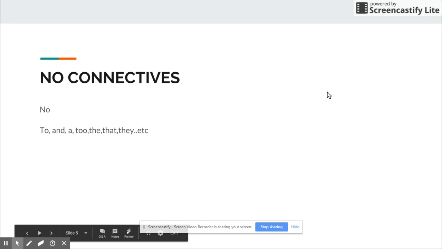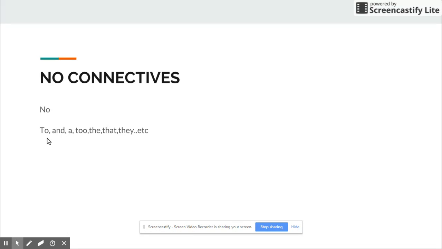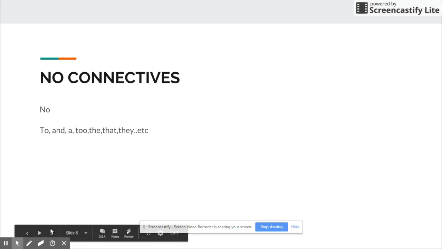There are no connectives at all, which means no "to"s, no "and"s, no "as", no "too"s, no "thus", no "that's", no "they"s, none of those words.